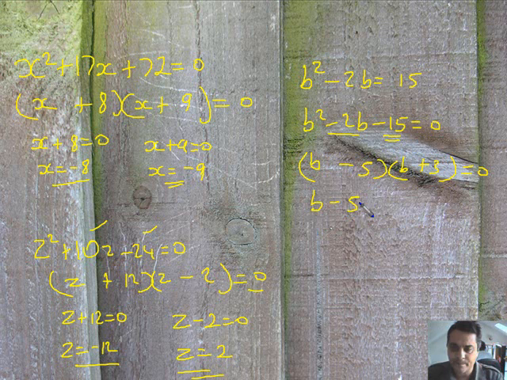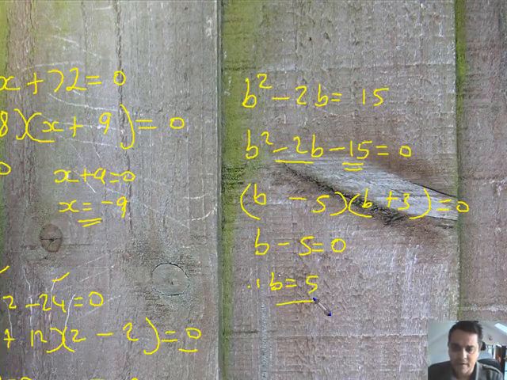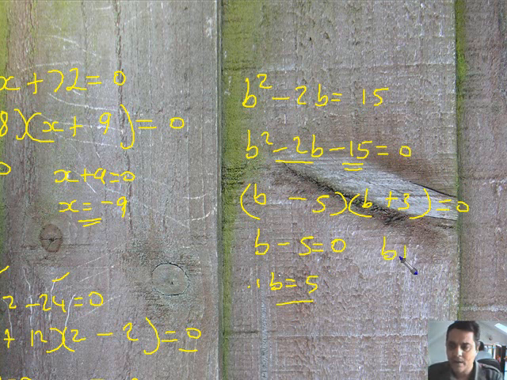So I've got two parts as shown, and therefore b is going to be 5. Take it over and plus it. I've got b plus 3 equals 0, and b equals therefore negative 3. Take minus 3 over and minus it. Last one I won't do.